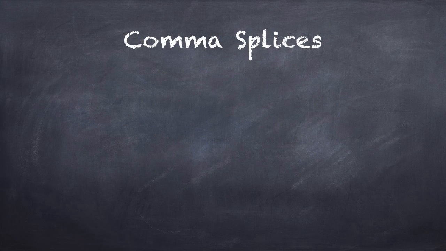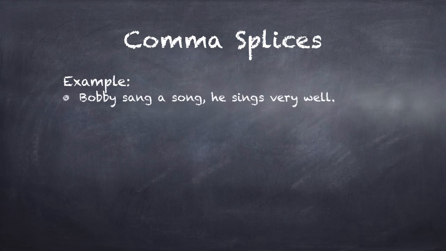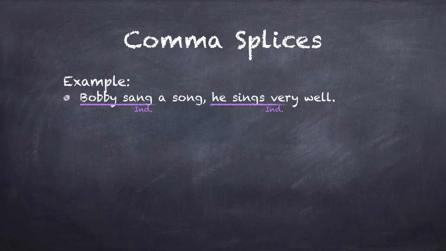Let's start by taking a closer look at comma splices. One example is: Bobby sang a song, he sings very well. Notice that in this sentence we have two independent clauses and they are connected by only a comma.